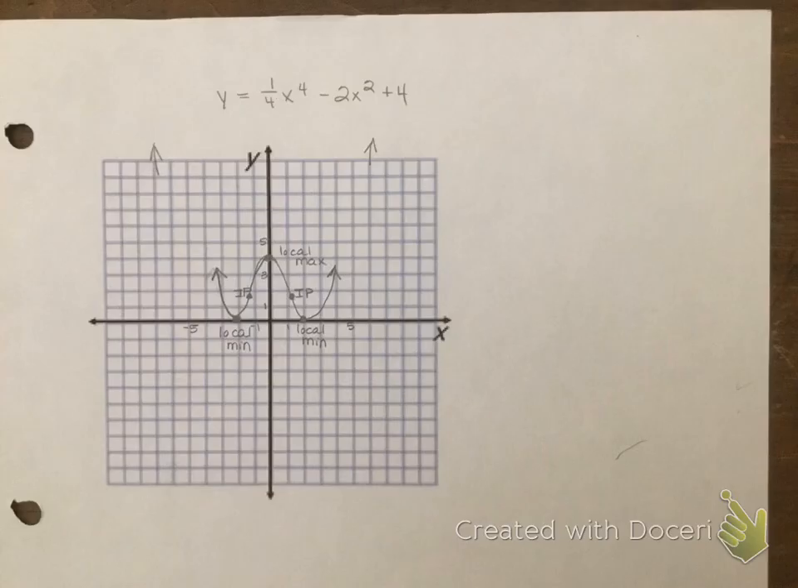Let's look at the graph. Putting all that information on there, my local mins, my local max, my inflection points, the fact that I'm exiting in quadrants 1 and 2, I can easily figure out what my sketch needs to look like.